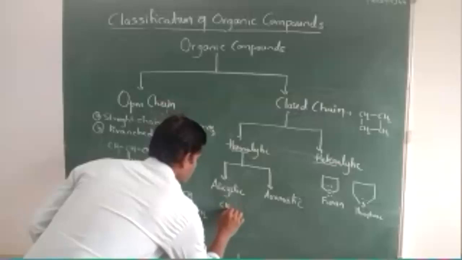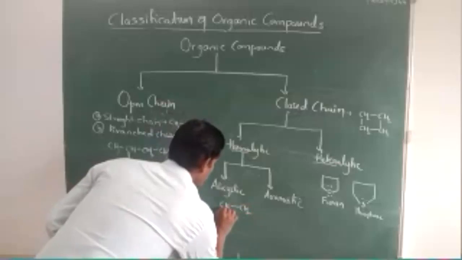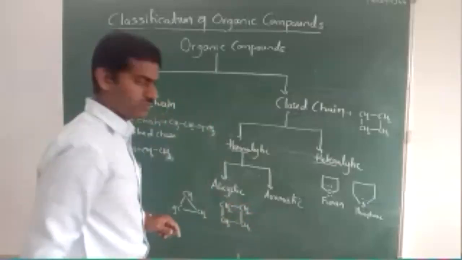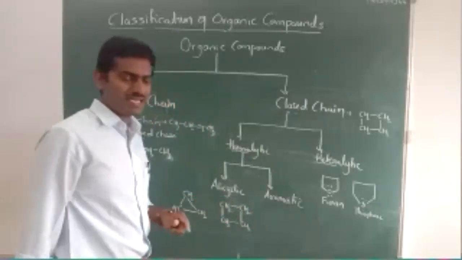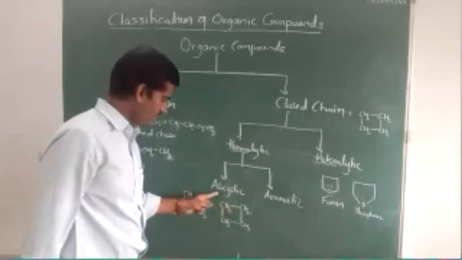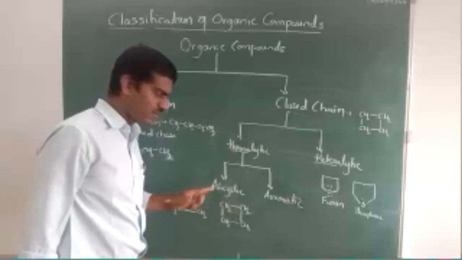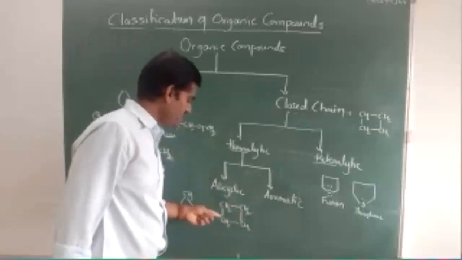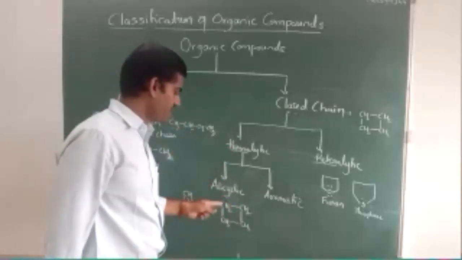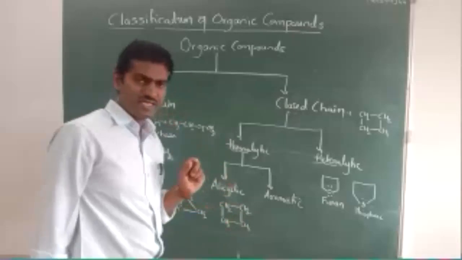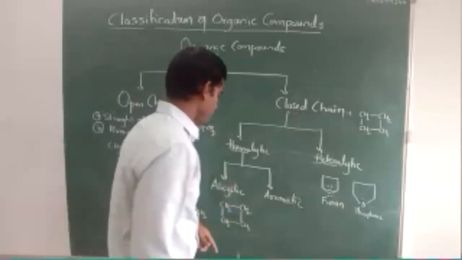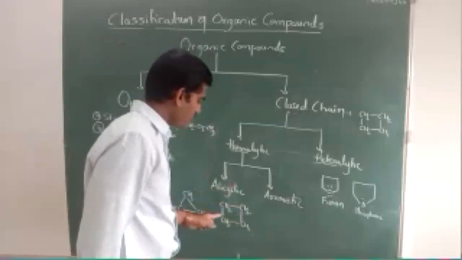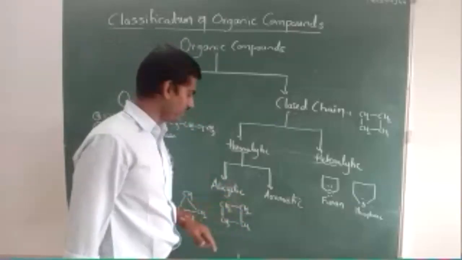One more example I'll give. CH2, CH2, CH2, again CH2. This one is also alicyclic only. The chain is continuous with the same carbon atom, because the term itself is telling homolytic: the chain has the same carbon atoms repeating. So here CH2, CH2, CH2 as well as CH2. This is cyclopropane because three carbon atoms are there. This is cyclobutane because four carbon atoms are there.